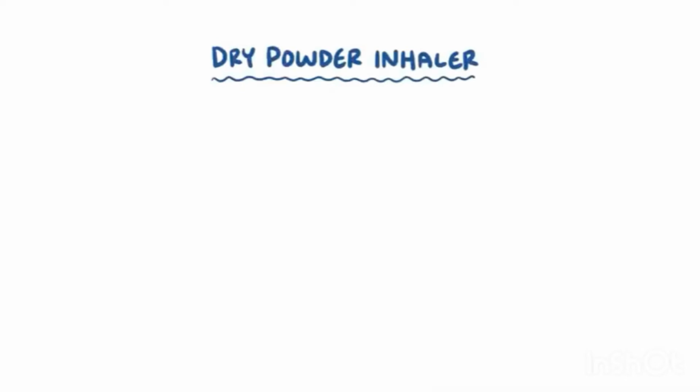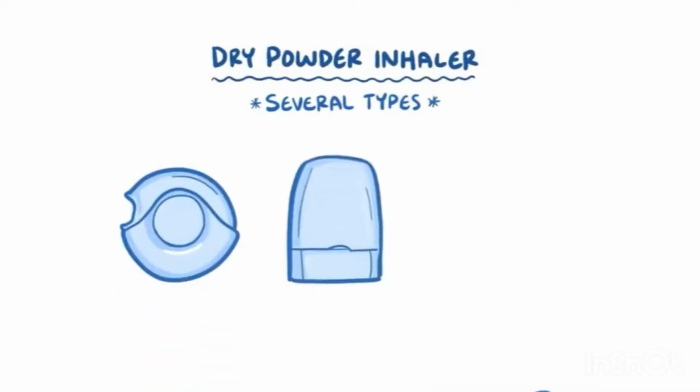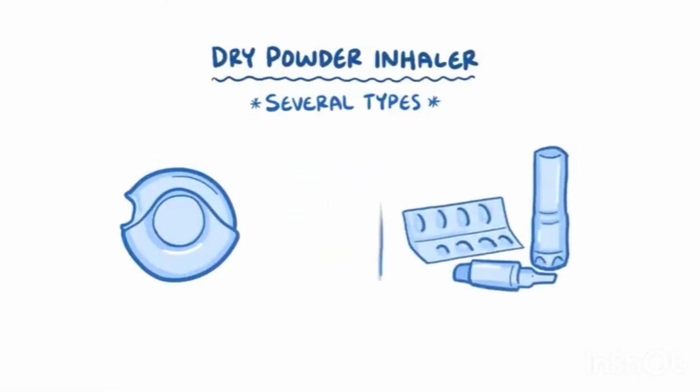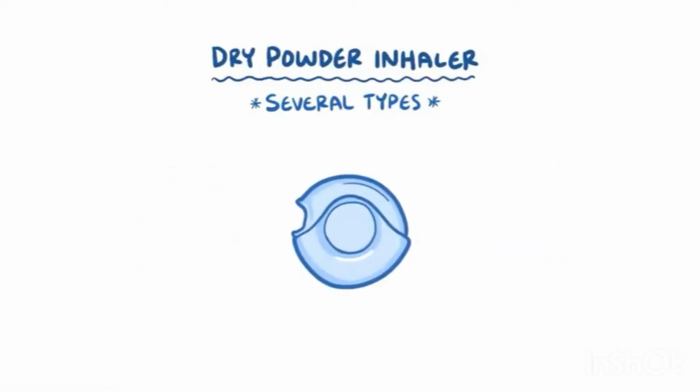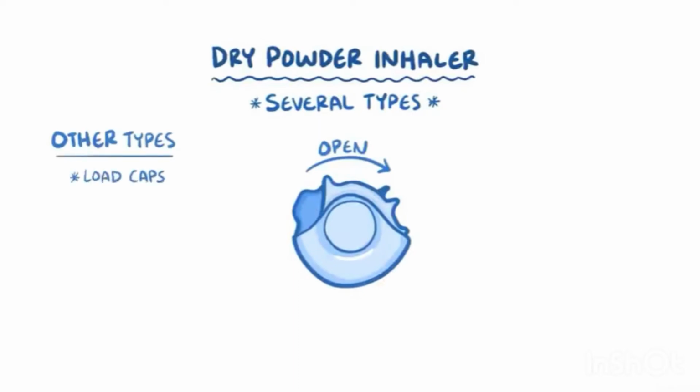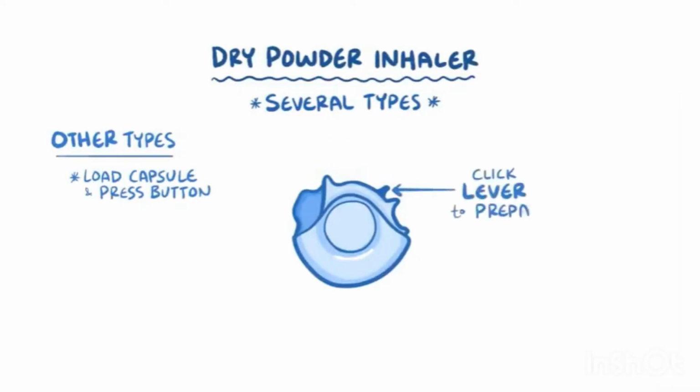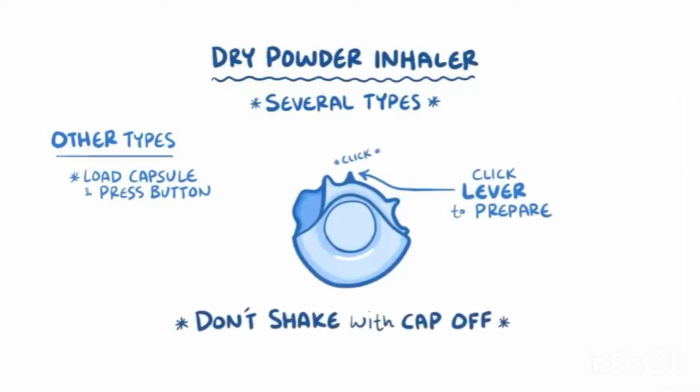Now, another type of inhaler is a dry powder inhaler. And there are several kinds of this type, so they can look and work a bit differently from each other. Generally, though, you'll start by uncapping, twisting, or sliding open the inhaler. You might have to load a capsule that has the medication, then press a button to pierce the capsule and release the medication inside the inhaler. Or you might have to click a lever to prepare the dose. Just make sure that you don't shake the inhaler with the cap off.